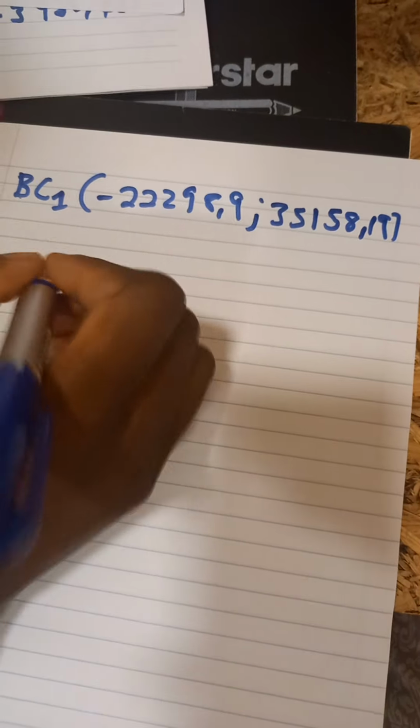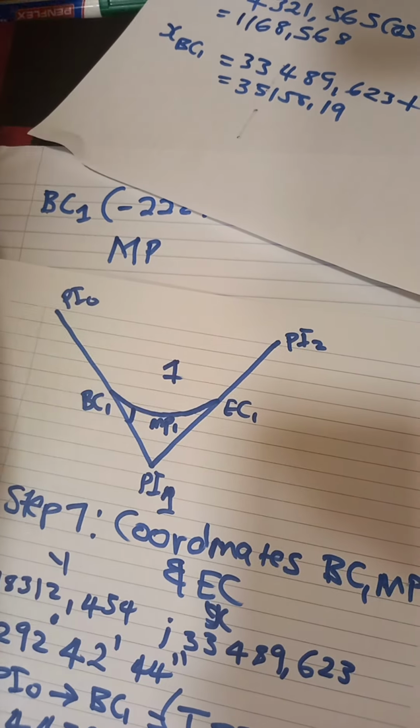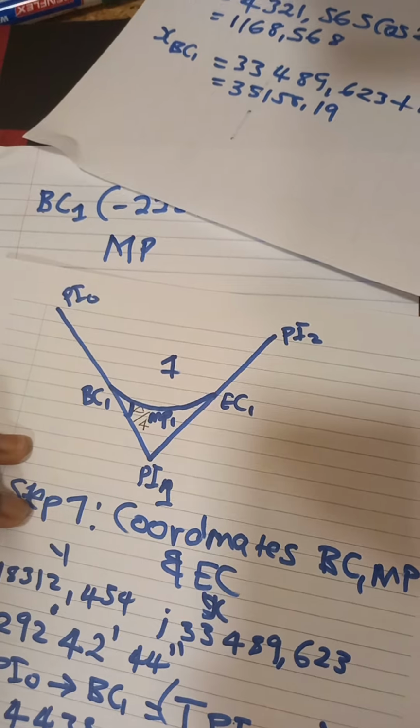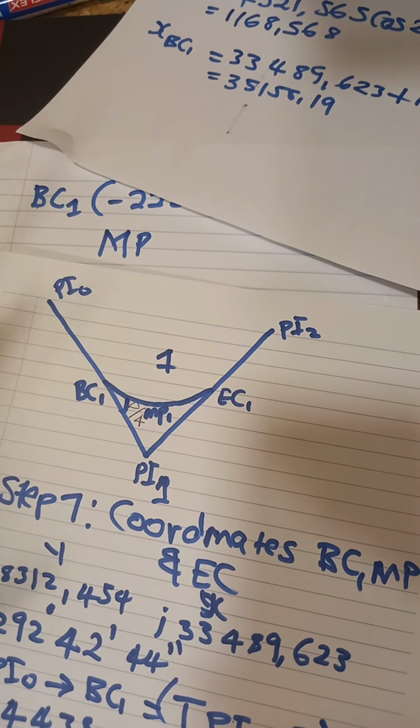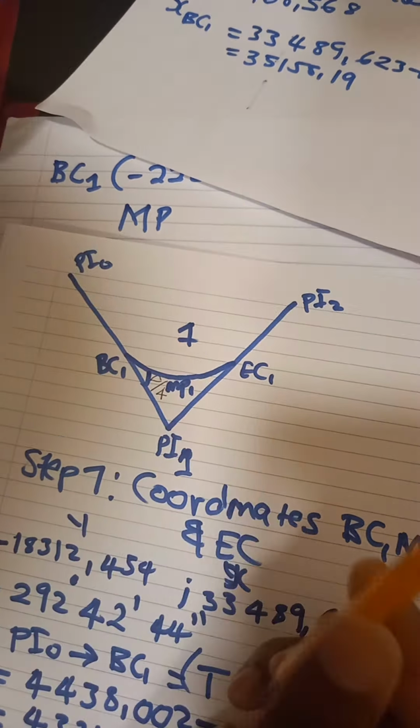So now we have to calculate the coordinates of MP. I told you from class that in order to determine the bearing from BC to MP, we have to use delta over 4. I told you guys to write it down. I showed you a trick to determine if you are moving in a clockwise or anti-clockwise direction. You put your pen at BC, you know the bearing from BC to PI1 is still 292.